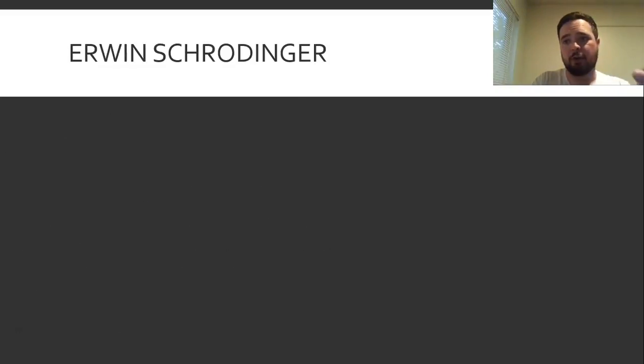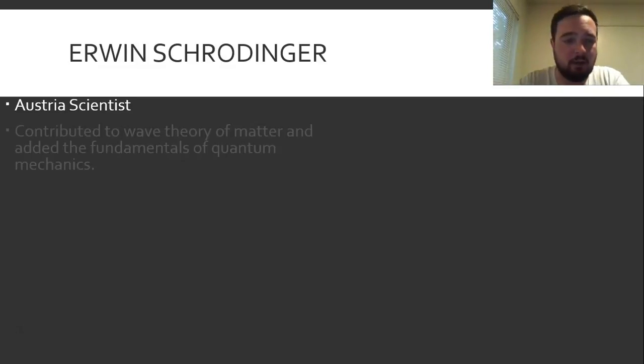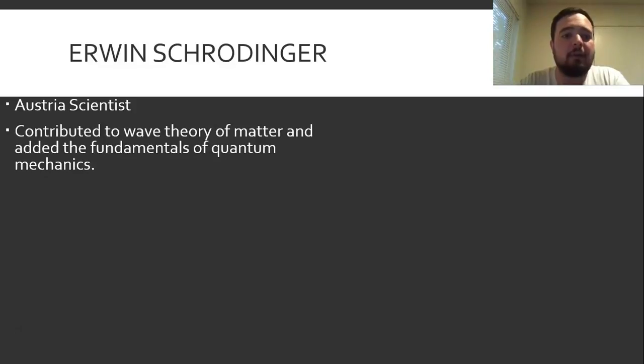Erwin Schrödinger, which you've probably heard of a little bit before if you watch Big Bang Theory and stuff like that, was an Austrian scientist. He contributed to the wave theory of matter and added the fundamentals of quantum mechanics. So Einstein had predicted that there was a duality of particles, both wave and particle form, depending on how you observe them. And so what he did is that he took this theory and applied Niels Bohr's quantum mechanics of an atom.